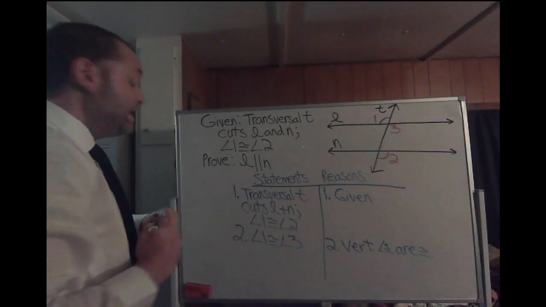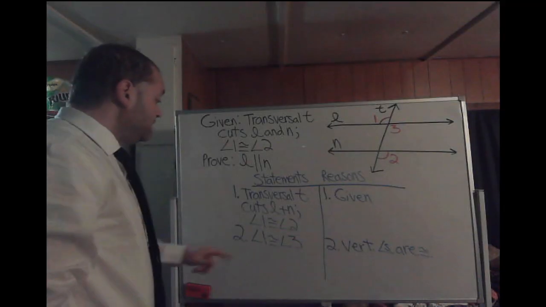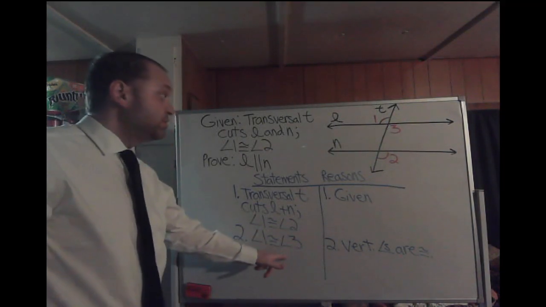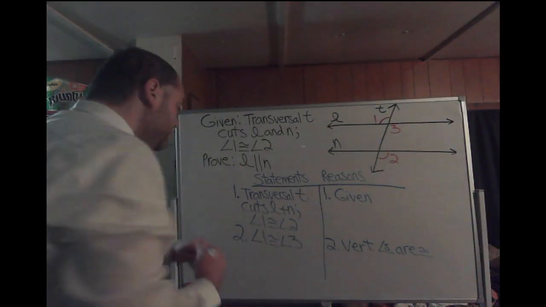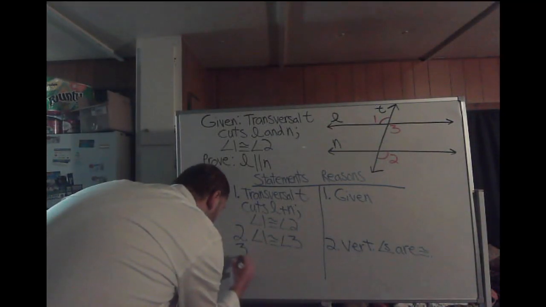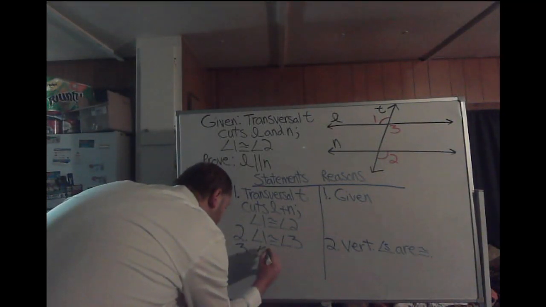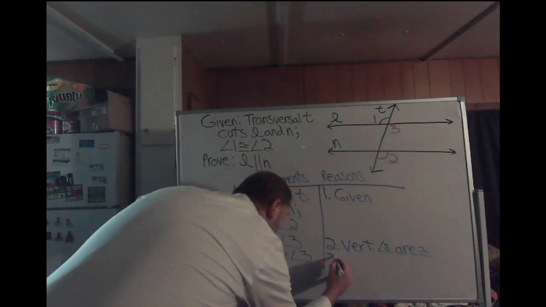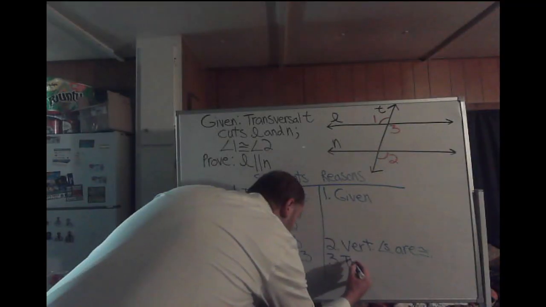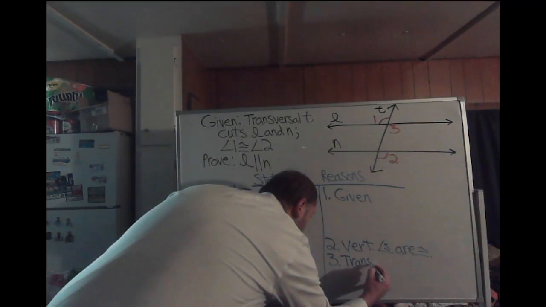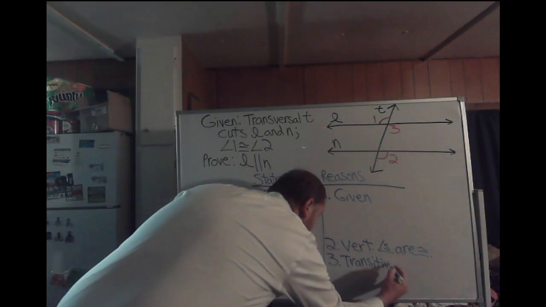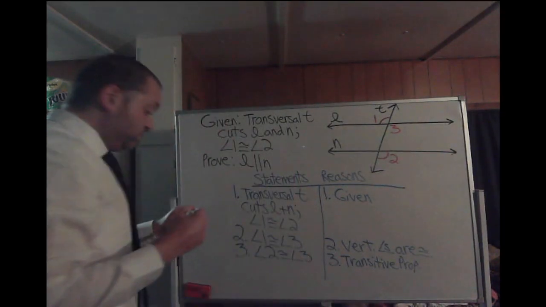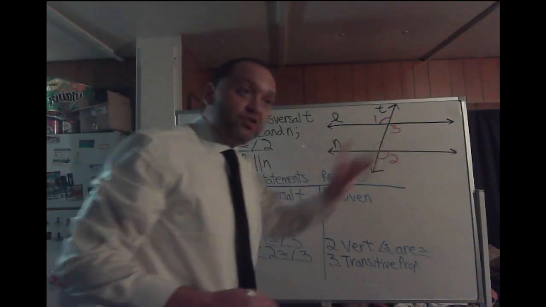Okay, next. So we know angle 1 is congruent to angle 2. Angle 1 is also congruent to angle 3. Therefore, by the transitive property, we can say that angle 2 is congruent to angle 3. We can use the transitive property to say that angle 2 is congruent to angle 3 by the transitive property.